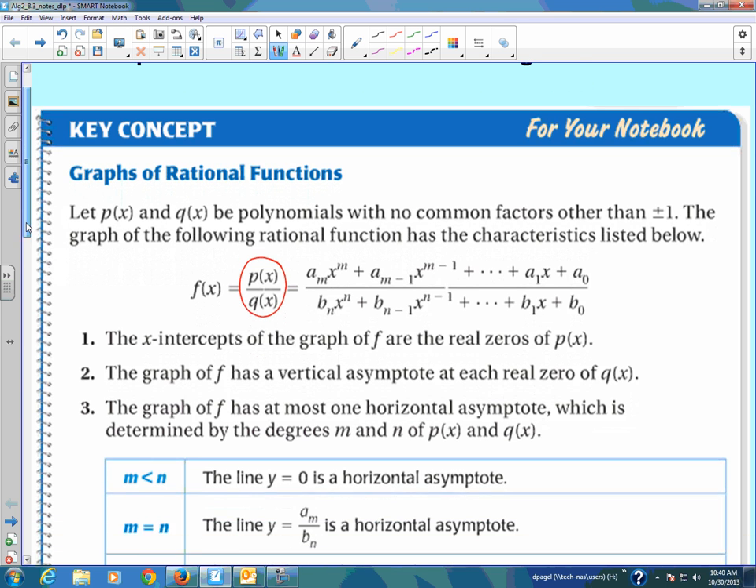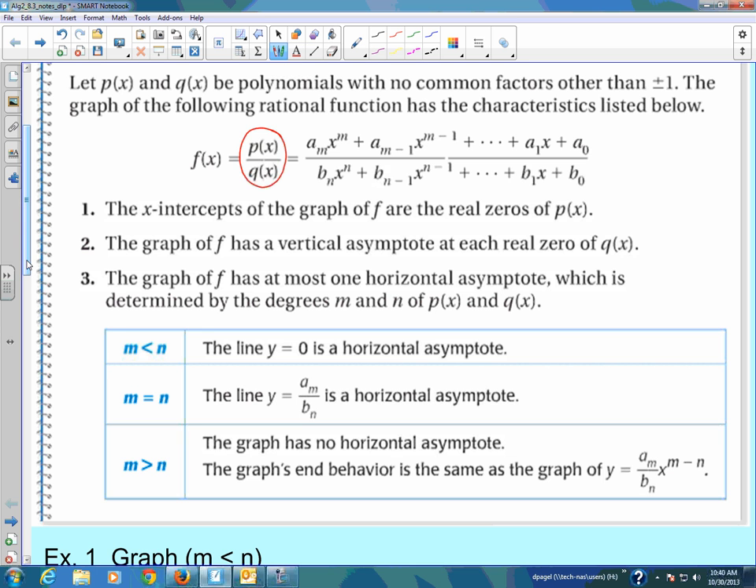So here we have the three rules that we talked about yesterday. Rule number one, what happens when the degree of your numerator is smaller than the degree of your denominator? We said that that is the case where y equals 0 is our horizontal asymptote. Rule number two, when the degrees of the top and the bottom are the same, we introduced the fact that I can use leading coefficients and determine the horizontal asymptote from the quotient of those leading coefficients.